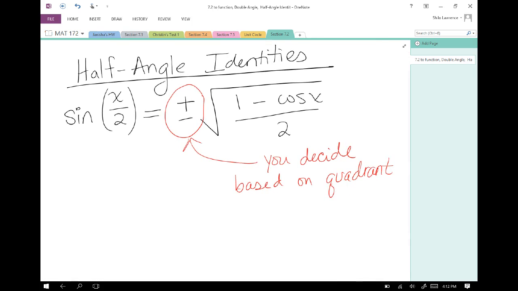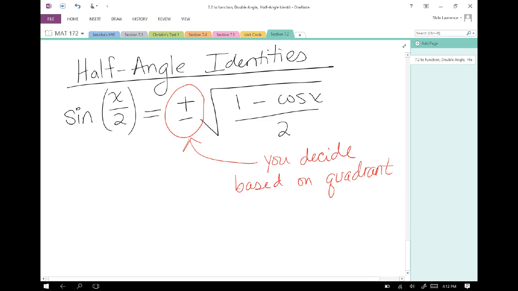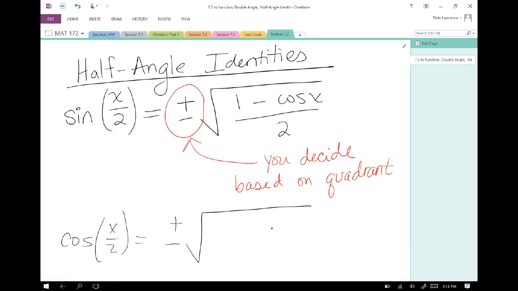The cosine of x over 2 looks very, very similar. There's only one tiny difference. Cosine of x over 2 is positive or negative based on the quadrant. Cosine is positive in quadrant 1 and quadrant 4, and it's negative in quadrant 2 and quadrant 3, and you can look on your unit circle and verify that. Cosine of x over 2 is the square root of 1 plus cosine of x all over 2.